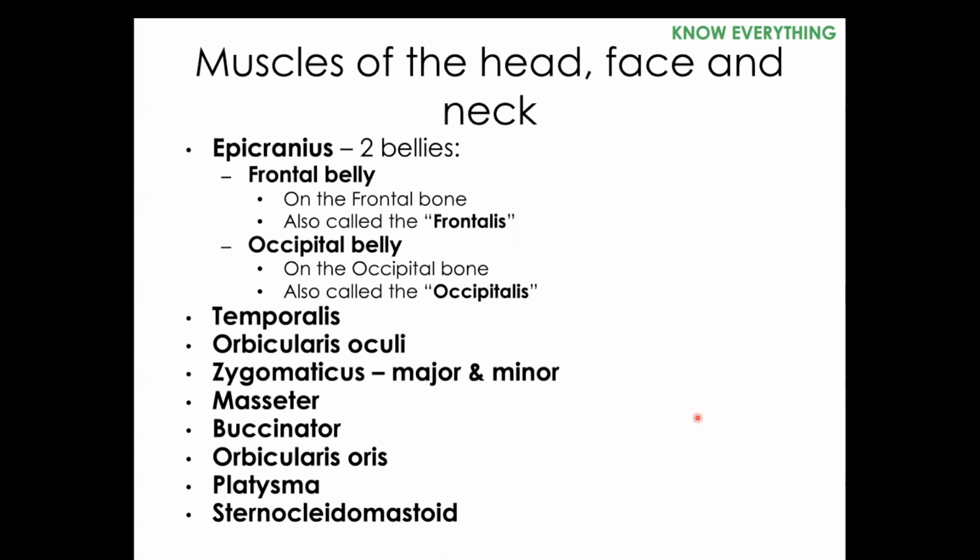The platysma is a really large superficial muscle in the neck. And the sternocleidomastoid is again a muscle in the neck.